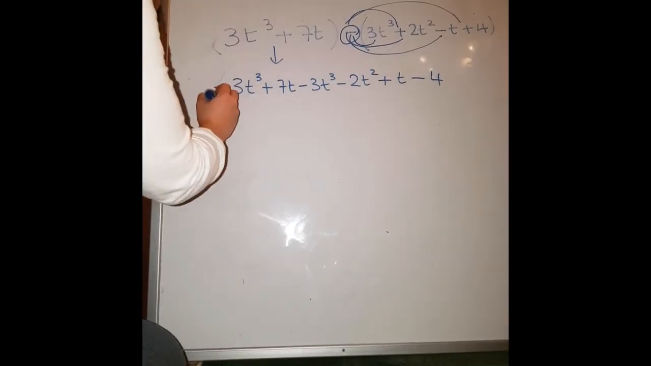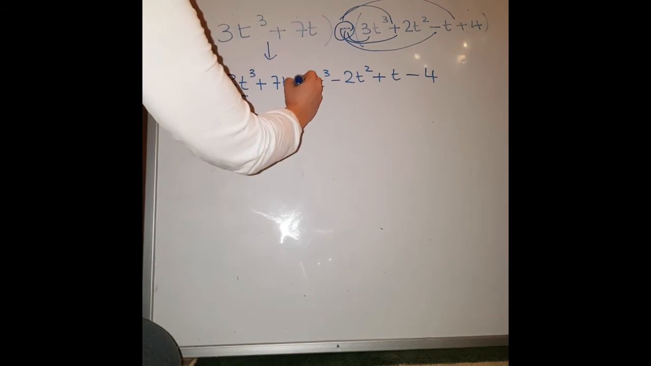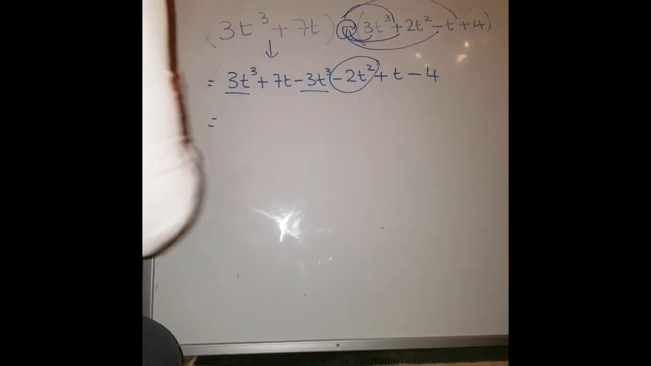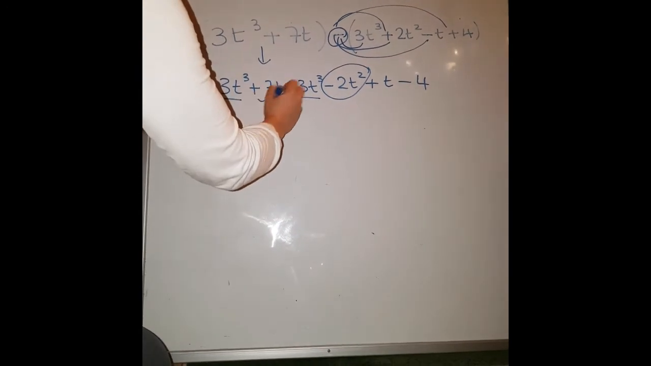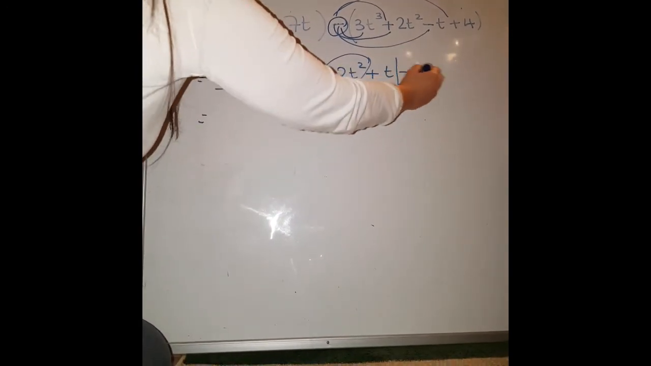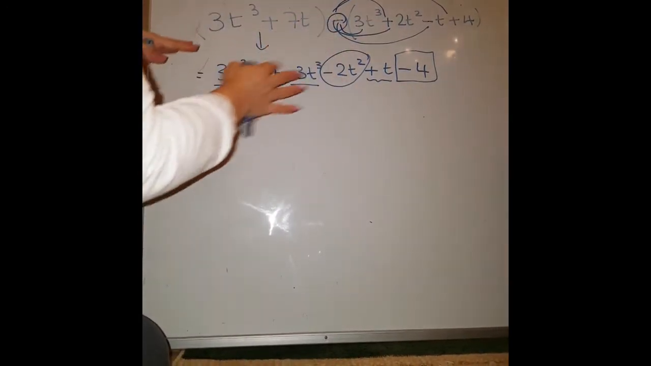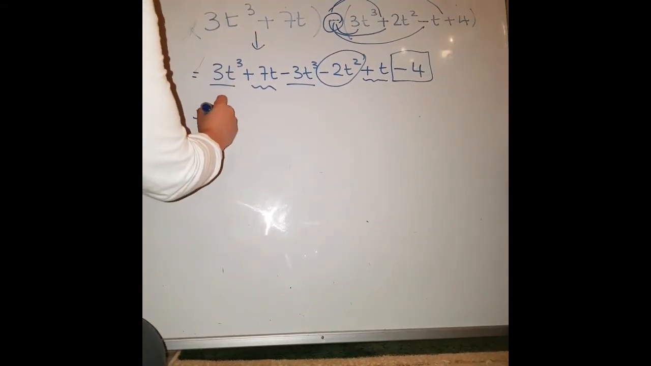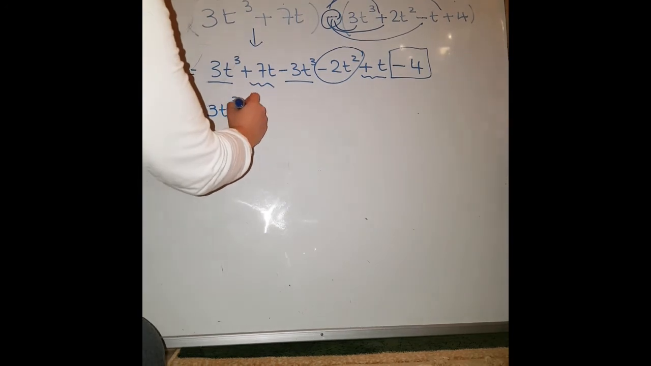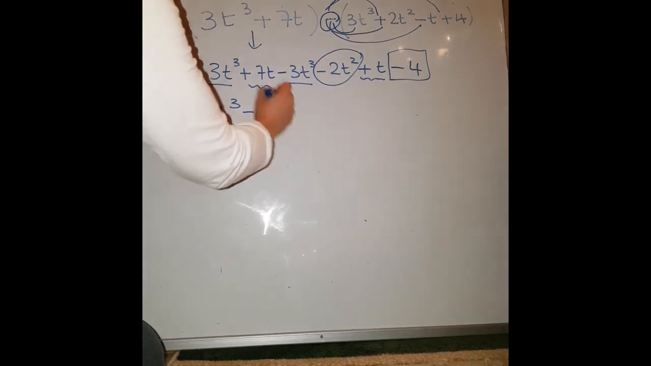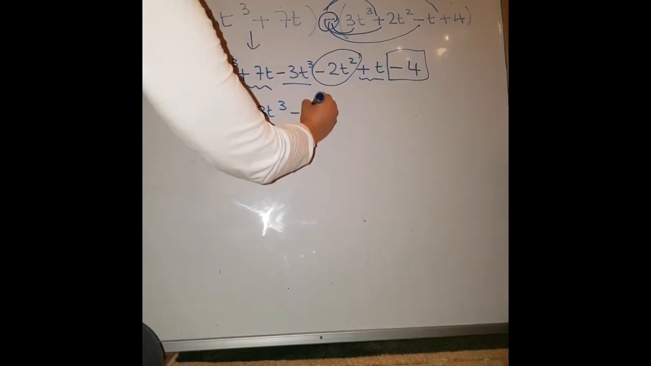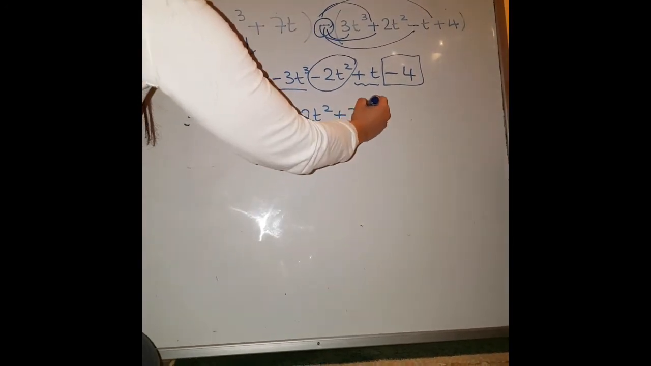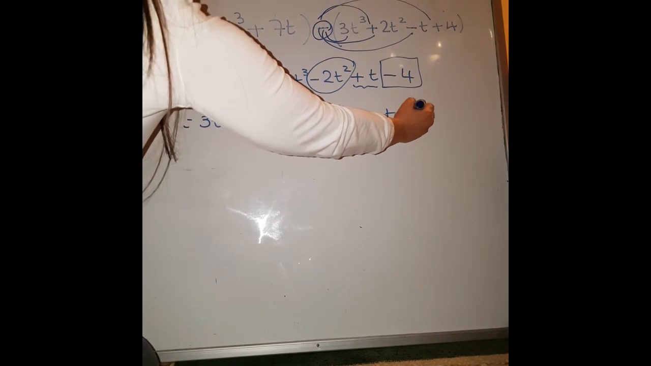And now I look for my like terms. The 3t to the third does not have a like term, it's on its own. Plus 7 plus t, and this is on its own. So I use these signs to differentiate where my like terms are. I bring them down, I combine them. Minus 3t to the third, negative 2t to the second, it doesn't have a like term, plus 7t plus t, and then a negative 4.